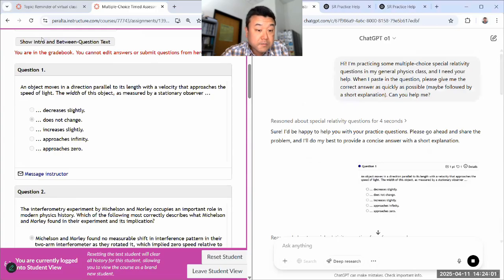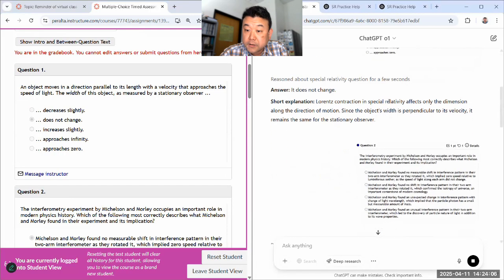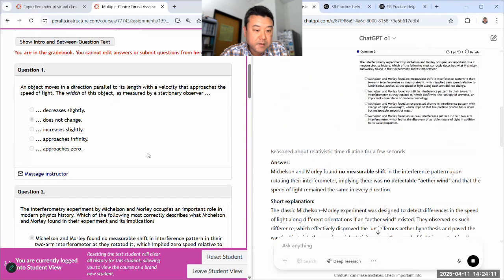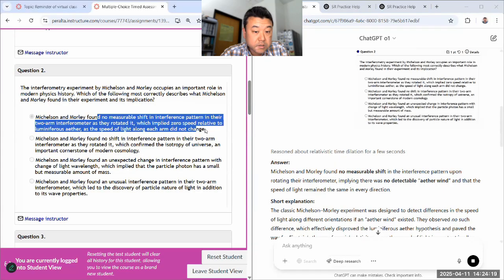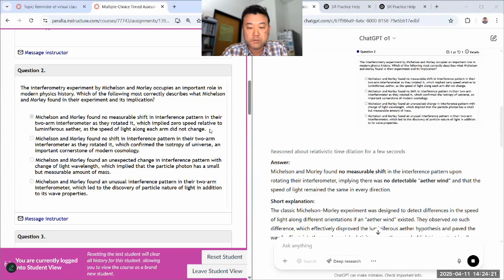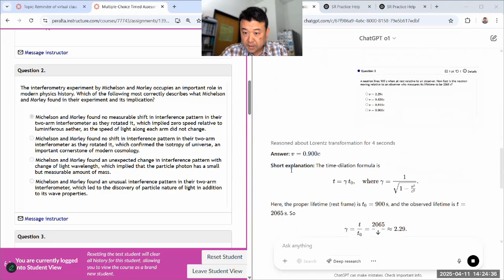So, an object moves in parallel. The width, the perpendicular direction, doesn't change. So good, ChatGPT got it right, explained it right. Question 2, no measurable shift, which implied zero speed. Yeah, I mean, if you believe in luminiferous ether. And I'm just checking the other choices to make sure that's correct.